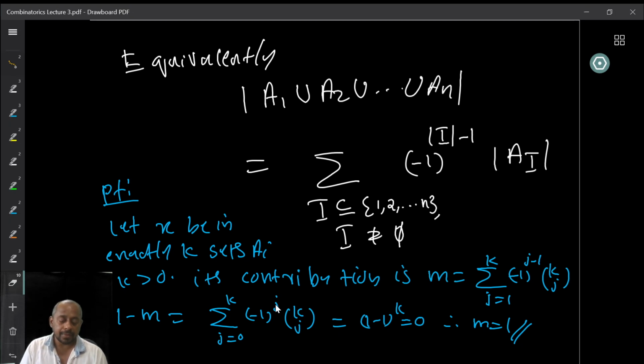So the contribution of an element that is in one of the A_i's is precisely 1. And elements not in any A_i are not appearing because I is non-empty, right? So therefore, we have the proof. So both are versions of the principle of inclusion and exclusion, and you can use either of the formulas as you please. So now we are going to use this to solve a couple of problems.